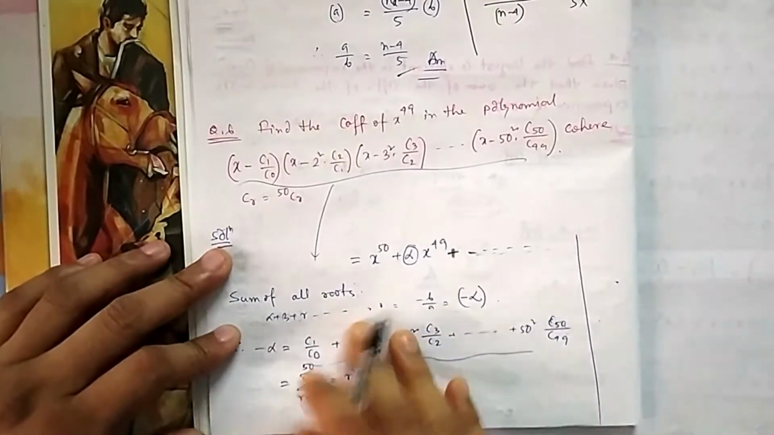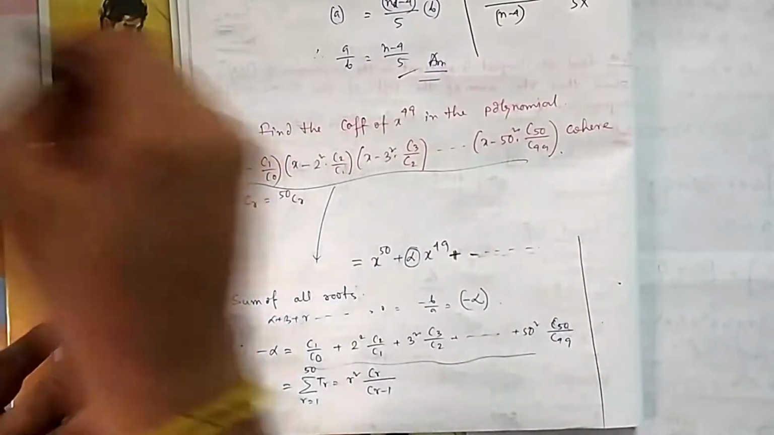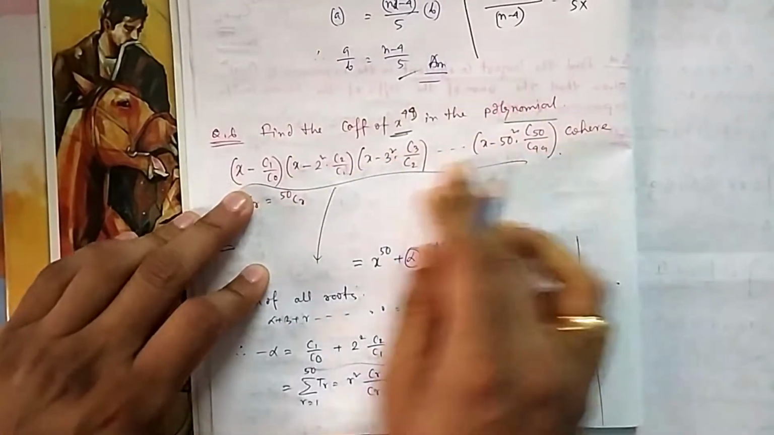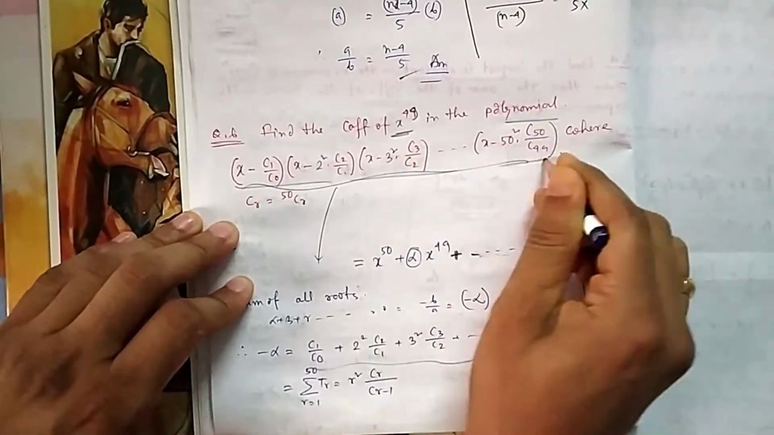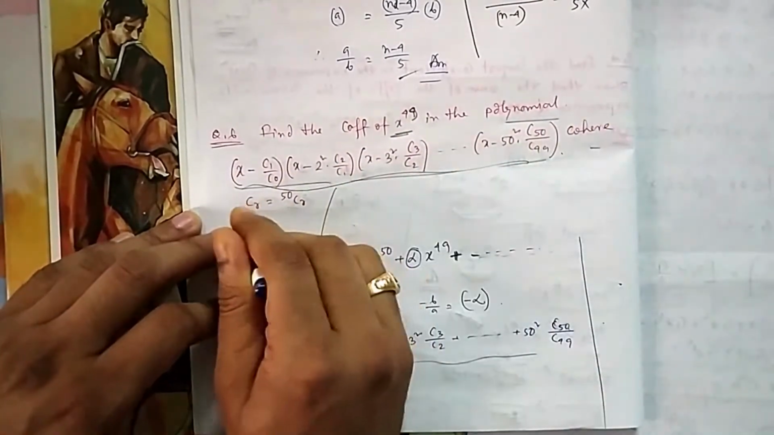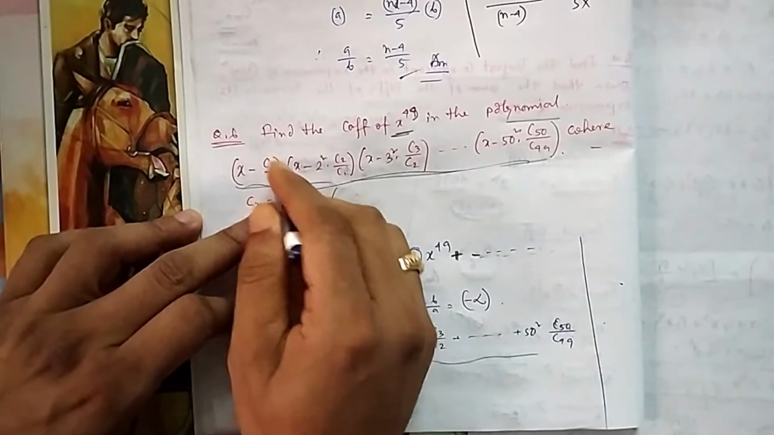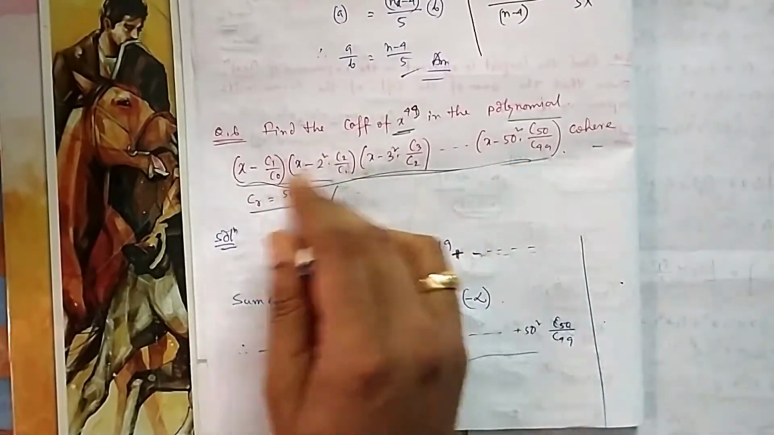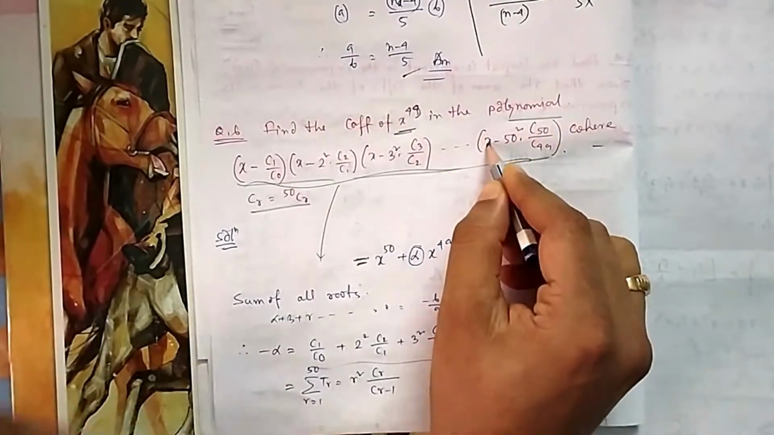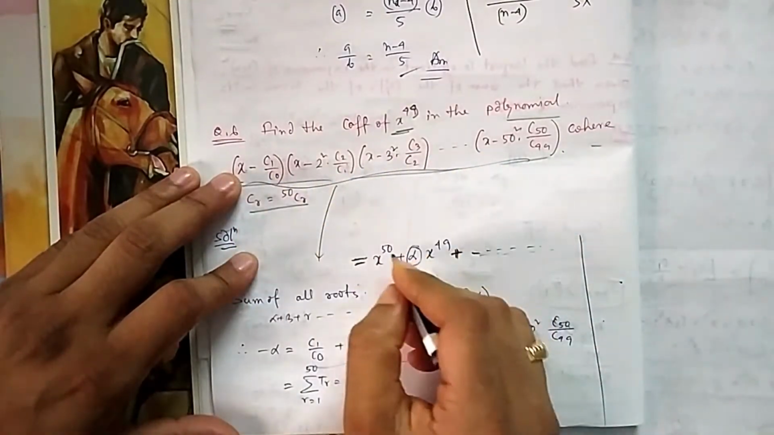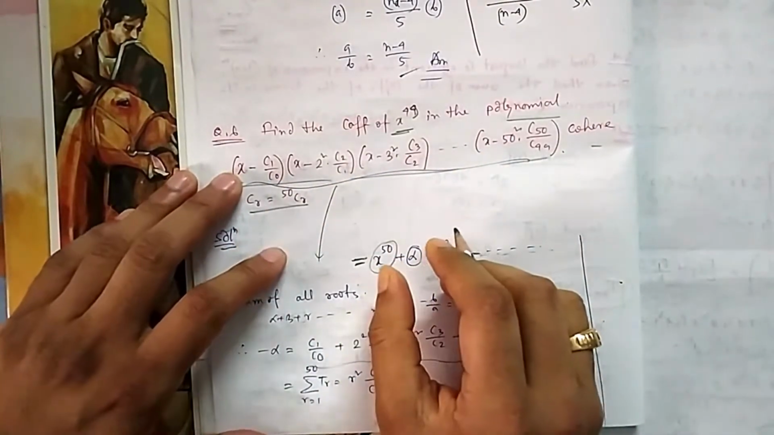Now in question number 6, what they are asking: find the coefficient of x to the power 49 in the polynomial. This is a polynomial given in factorized format, linear factor into this into this, where Cr means 50Cr, so n is also given as 50, it will go up to 50 times. Now if you take the product of these, all the terms, what will be the first term? The first term will be x, so how many times will x be multiplied? 50 times. The first term will be x to the power 50.